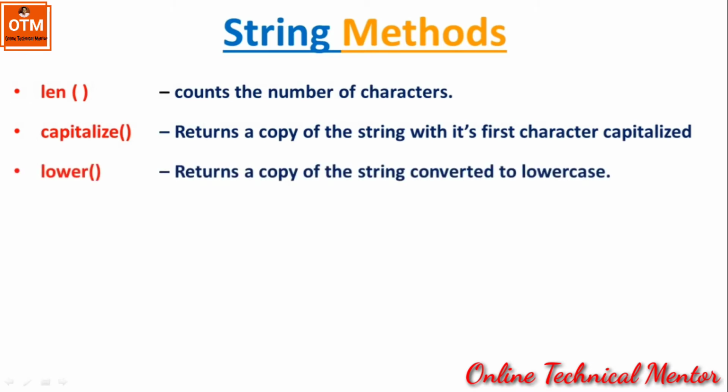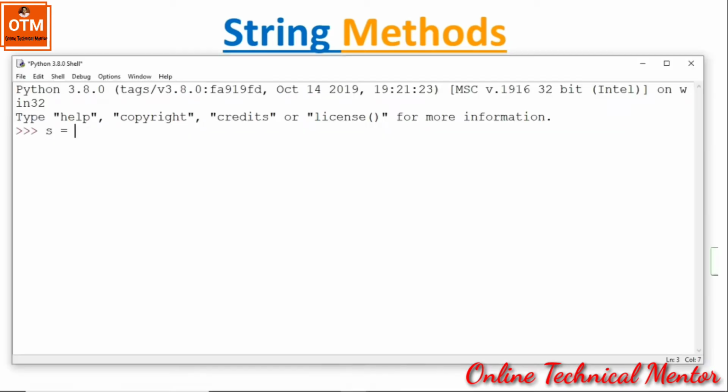Next, lower. This function returns a copy of the string converted to lowercase. If I write a string with lowercase and uppercase alphabets, the lower function converts all the uppercase letters to lowercase, and the lowercase alphabets remain the same. If I write, say, good day with a mix of uppercase and lowercase, G in capital letter, then oo in small letter, again D in capital letter, then D A Y. Now if I write s dot lower, it will return the whole string in lowercase letters.